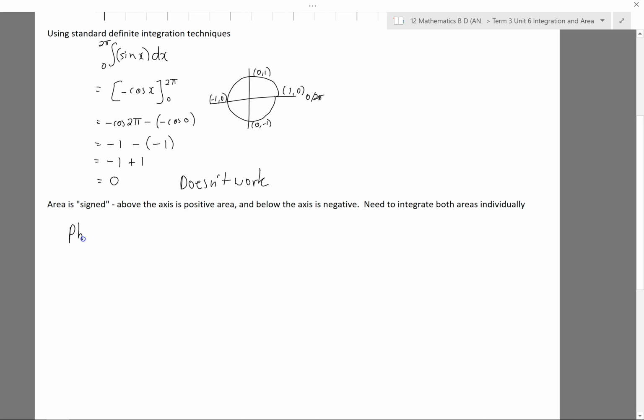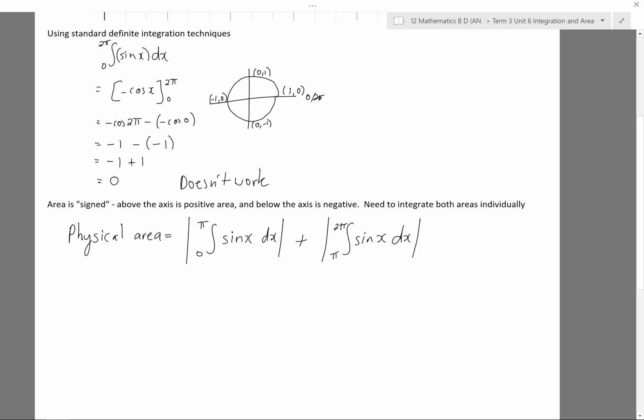So to find the physical area, I'm going to integrate between 0 and pi of sine x, and then between pi and 2 pi. A lot of the times I won't know which one's positive and which one's negative because I won't be able to see the graph. All I'll have is the function. So the way I'm going to get around this is by taking the absolute value of both of these definite integrals, okay, and add them together.